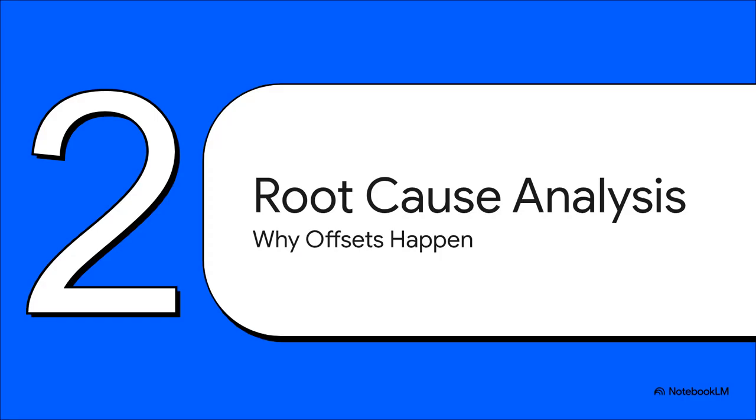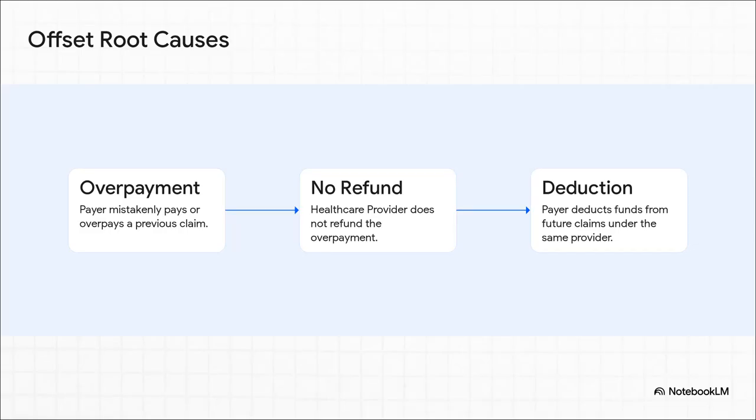Moving on to Section 2, root cause analysis. Okay, so how exactly do we get here? Let's break down the timeline. First off, a mistake happens, right? The payer accidentally overpays a previous claim. Then step 2, the healthcare provider either completely misses it or just doesn't respond and refund the money. So what happens next? Well, the payer obviously wants their money back, so they just go ahead and deduct that overpaid amount from future claims billed under that same provider.